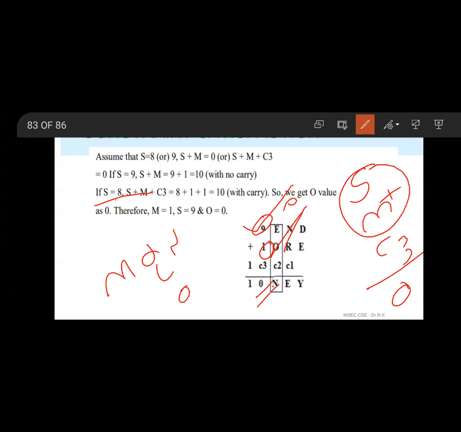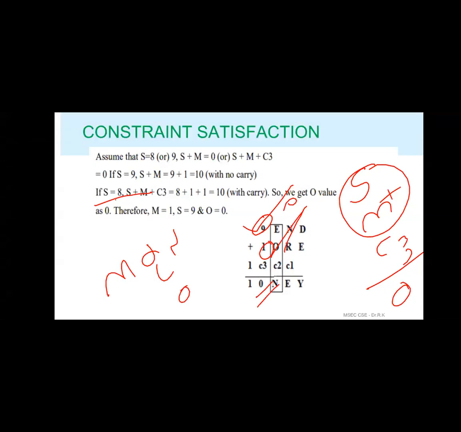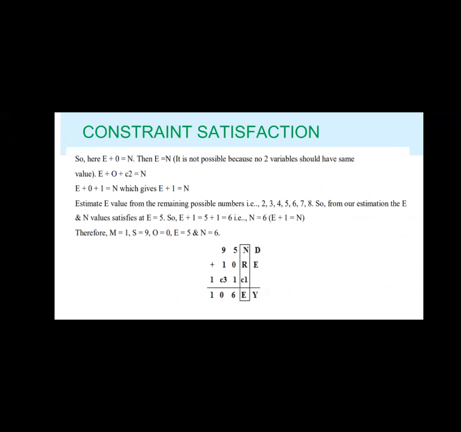Clear? If S equal to 9, S plus M equal to 1, so 9 plus 1 equal to 10. Then E plus O equal to N, then E equal to N.